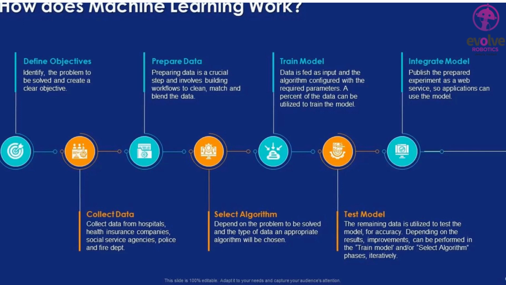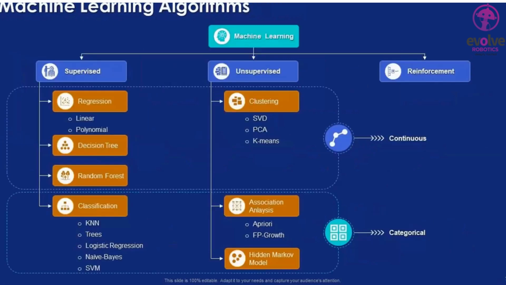And the fourth point is selecting algorithm. There will be many algorithms. We have to select the appropriate algorithm for our project. Then training the model, testing model, finally integrating our model. So these are the machine learning algorithms: supervised, unsupervised, reinforcement, and there's one more thing, semi-supervised. But the main two types of algorithms are supervised and unsupervised. Under supervised, there are two types: regression and classification.